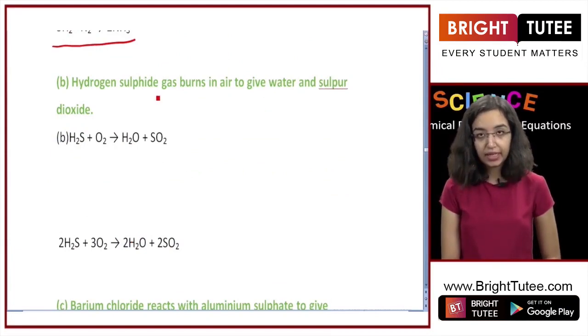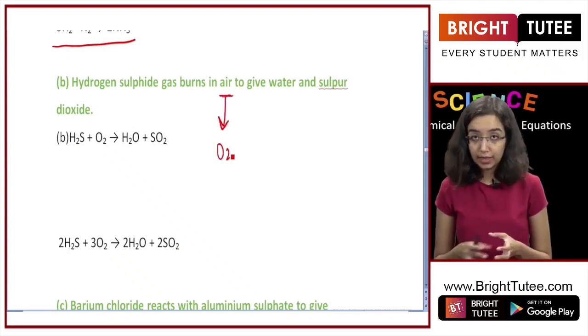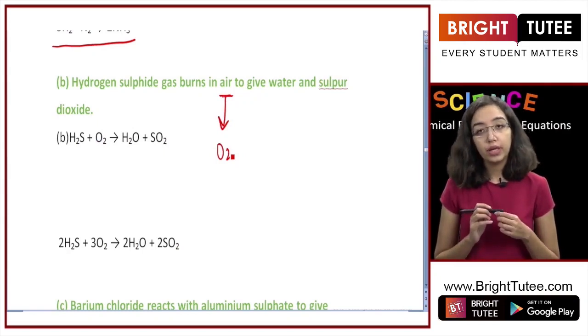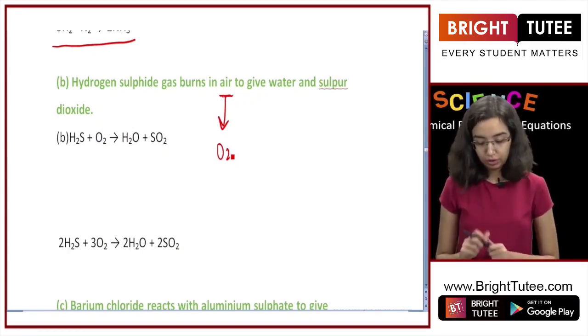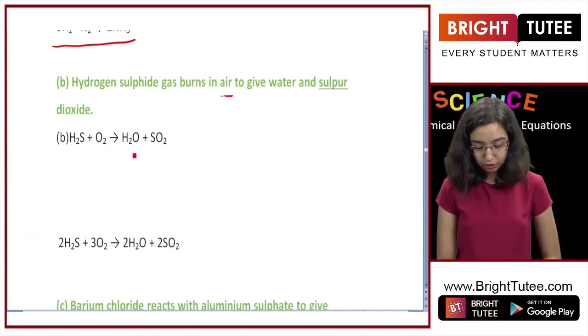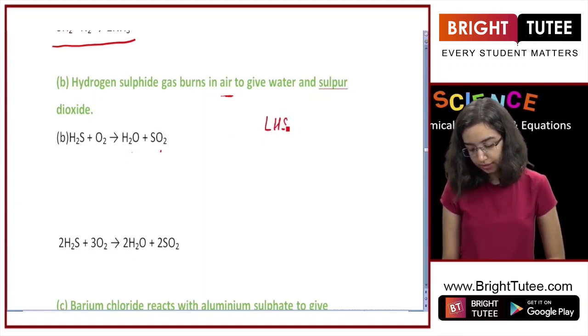Hydrogen sulfide gas, which is H2S, burns in the air. So by air, it always means oxygen. You have to keep this in mind. Although air has different components, when we are talking about burning in the presence of air, we mean oxygen. To give water and sulfur dioxide, so it forms H2O plus SO2. Now we have already formed the equation. Now let's try to balance it.